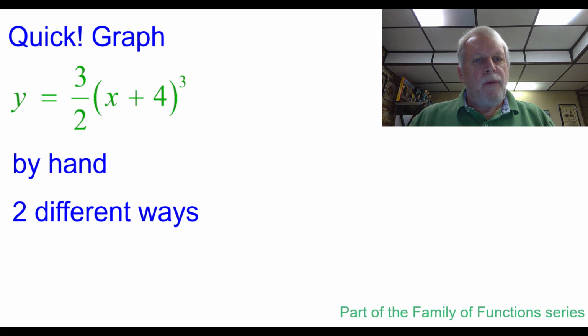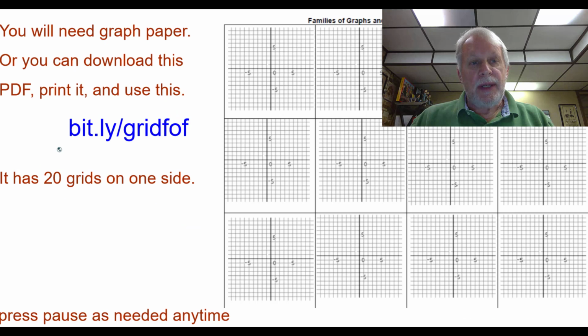Quick. Graph y equals 3 halves times the quantity of x plus 4 cubed by hand, two different ways. This is part of the Family of Functions series. You will need graph paper or download this PDF, print it. Press pause as needed anytime during this video.